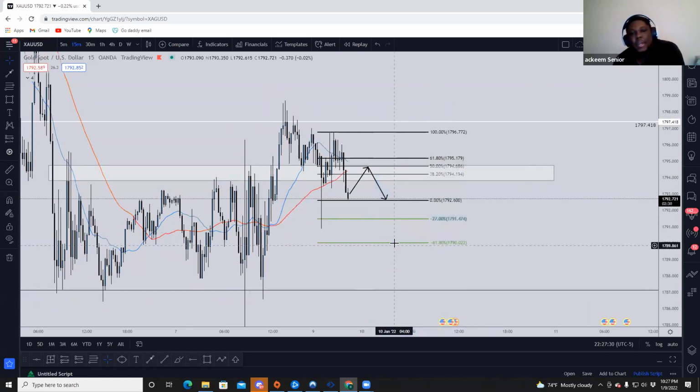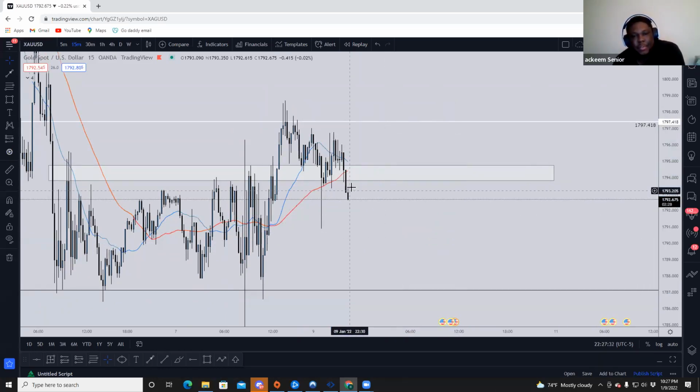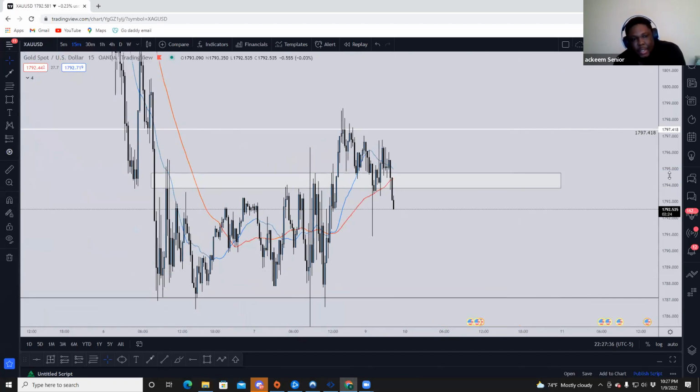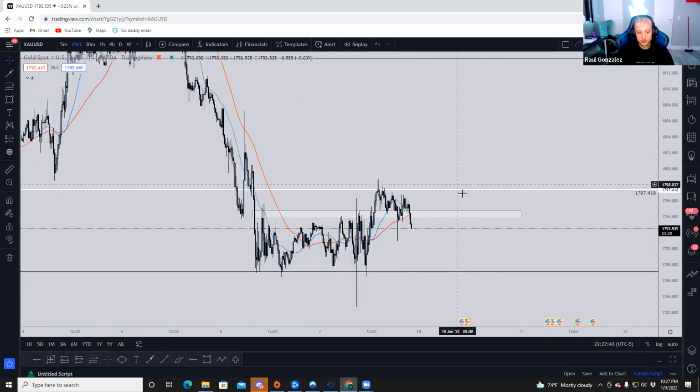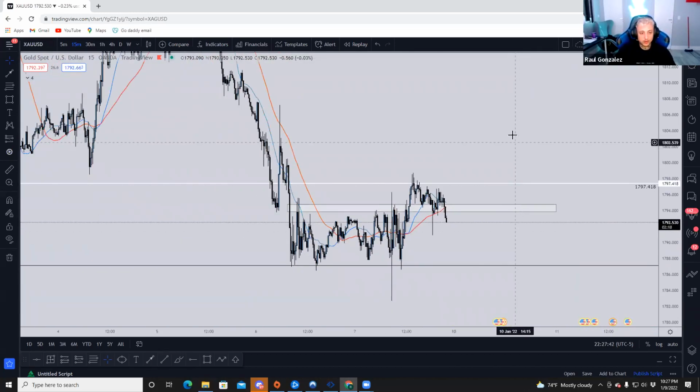Okay, and there's one more question. When you trade gold, do you trade gold New York session or London session personally? I've always traded gold London, but it moves a lot more during New York. There's more volume in it during New York.